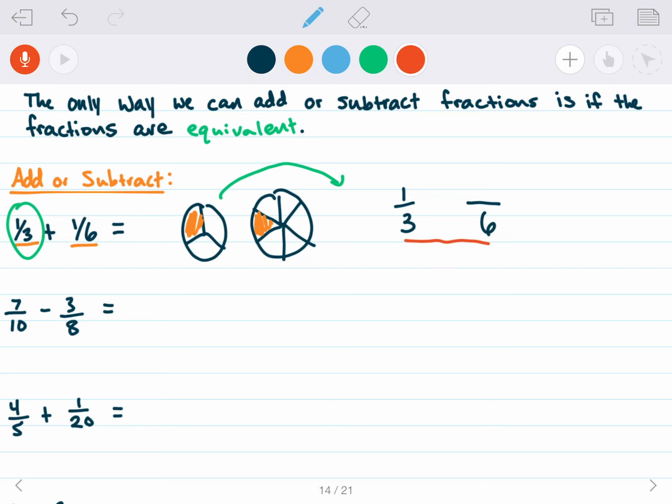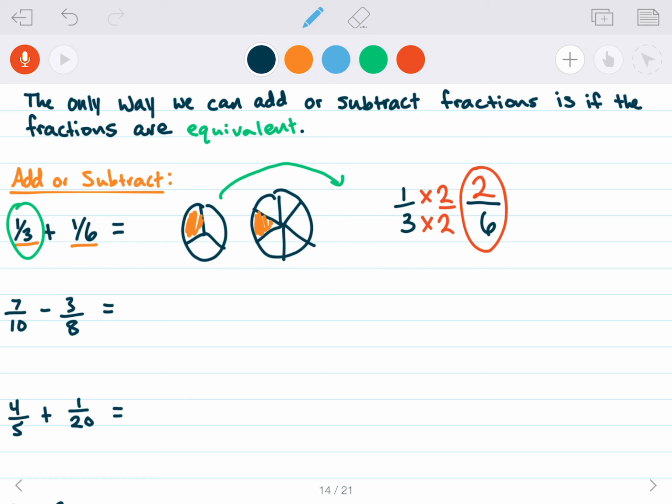So what do I have to multiply on the bottom? What do I have to multiply 3 by to get 6? I have to multiply by 2. So I do the same thing at the top. Again, I'm just multiplying by 2 over 2. I'm finding an equivalent fraction so that I can add these guys. 1 times 2 on top is going to give me 2. So 1/3 is secretly 2/6, right?